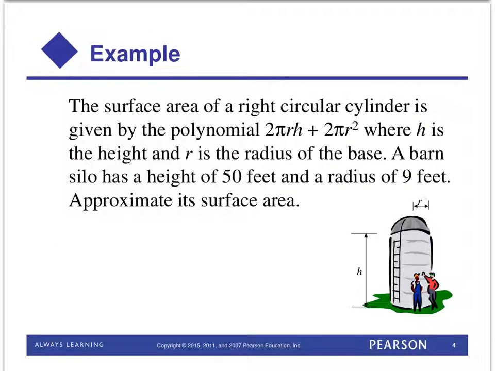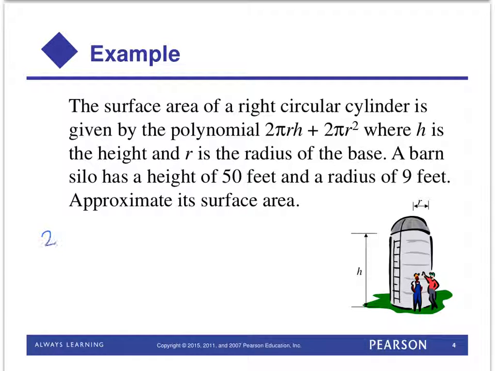Alright, a word problem. The surface area of a right circular cylinder is given by the polynomial 2 pi rh plus 2 pi r squared, where h is the height and r is the radius of the base. A barn silo has a height of 50 feet and a radius of 9 feet. Basically, we're just going to plug in for what we have and see what we can get. And for what we use for pi, you're going to use 3.14 for pi. So we're just going to plug everything back in.